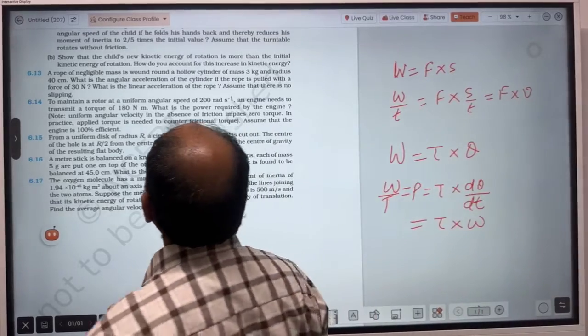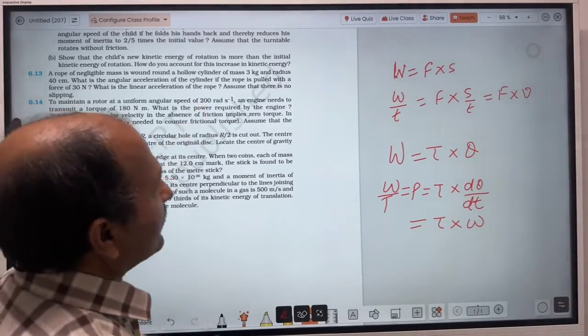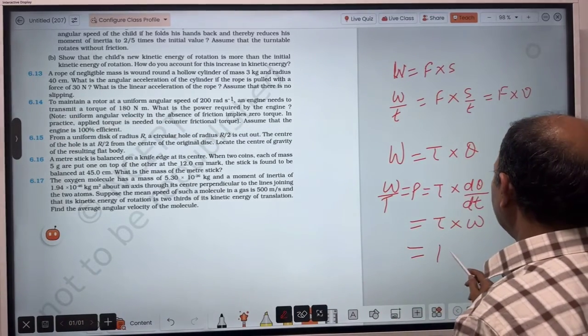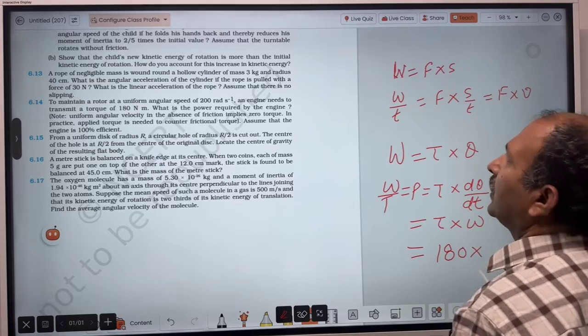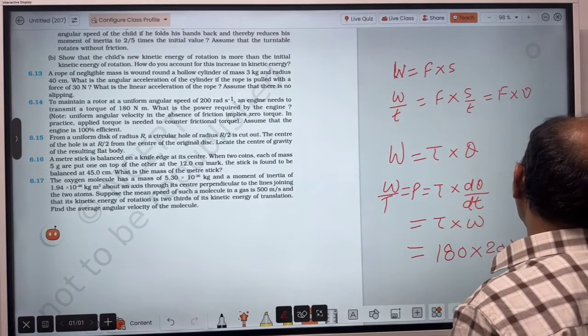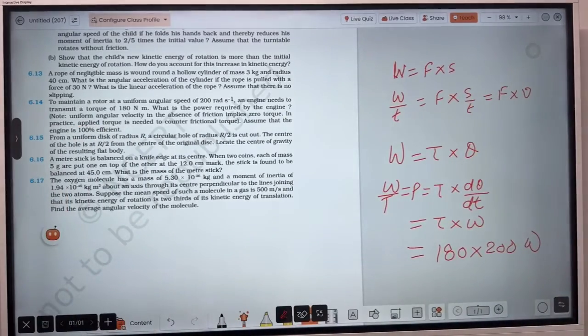In our question, tau is given as 180, omega is given as 200. So put the value: 180 times 200 watt. Is it okay?